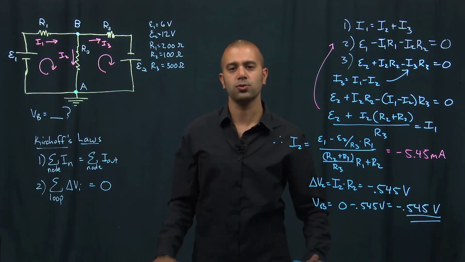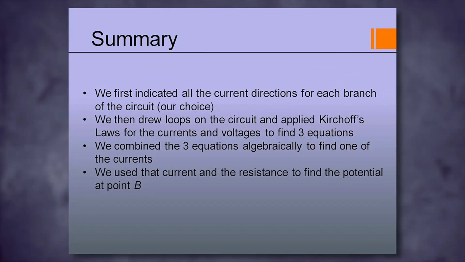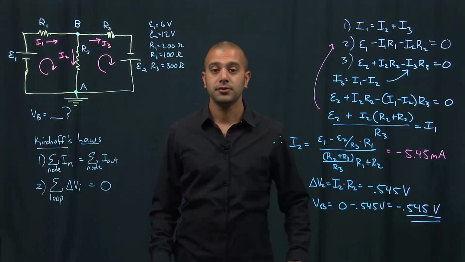So let's go ahead and summarize what we've done here. We first indicated all the current directions for each branch of the circuit, which was our choice. We then drew loops in the circuit and applied Kirchhoff's laws for the currents and the voltages to find 3 different equations. Algebraically, we combined the 3 equations to find one of the currents, and then we used that current and that resistance to find the potential at point B. So that's it for this problem.